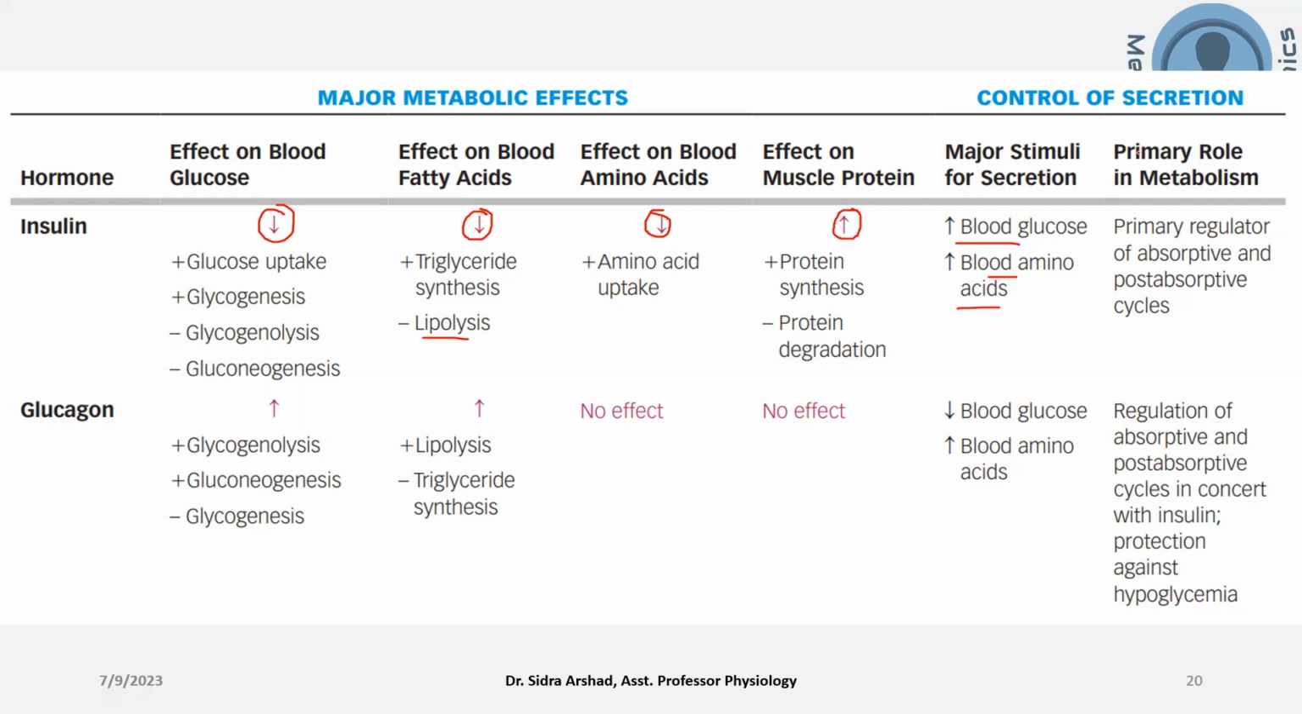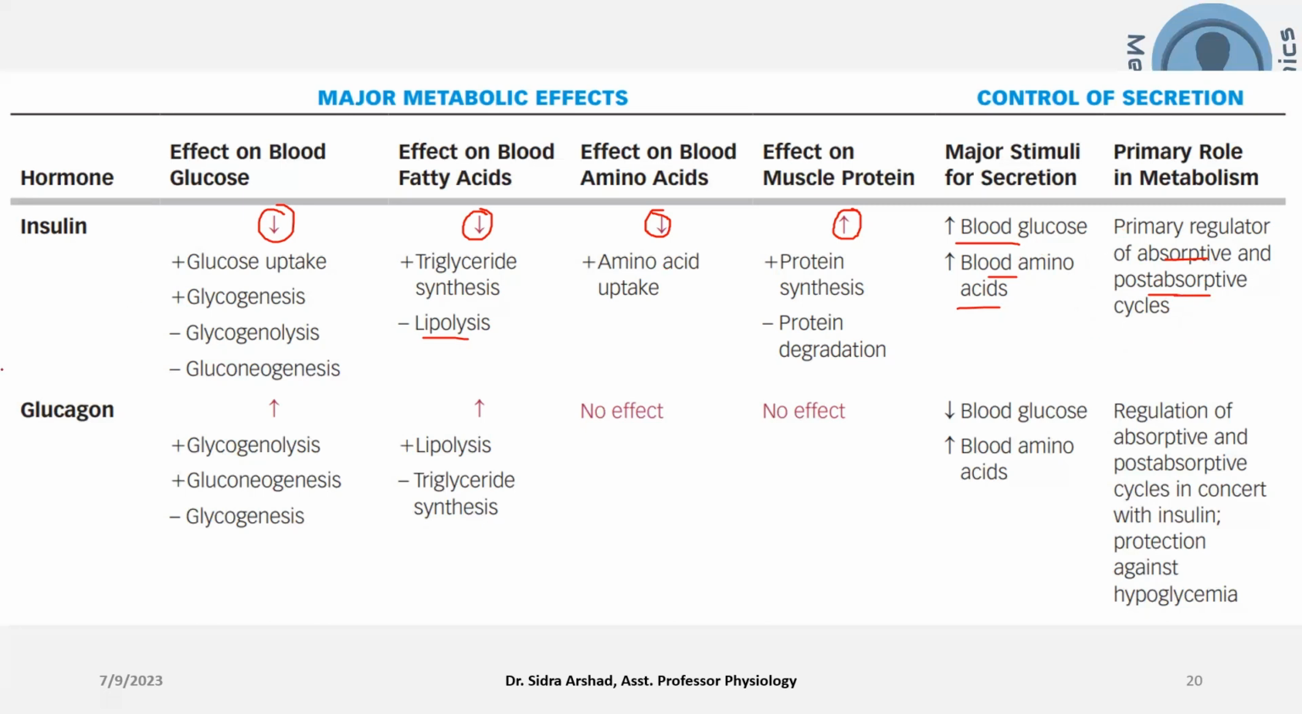Its primary role in metabolism, it is the primary regulator of absorptive and post-absorptive cycles. That is when the person has taken a meal and it is being assimilated, it is absorbed, and immediately it is being made into glucose and free fatty acids and amino acids in the post-absorptive states. These are being made available to the cells to be used for energy, to synthesize proteins, and to be stored for later use. That is the post-absorptive stage, in which these metabolites are being stored.